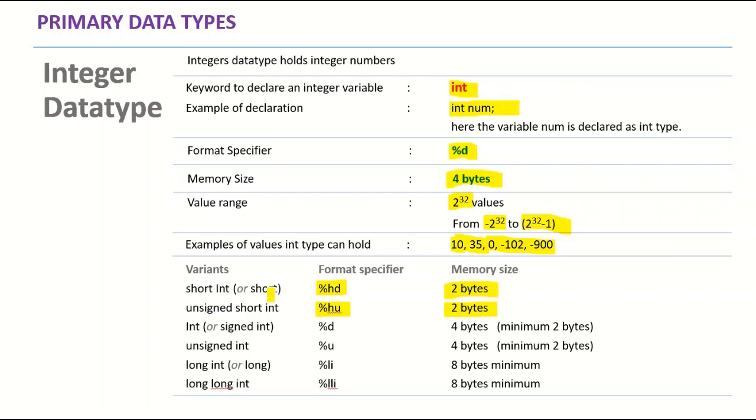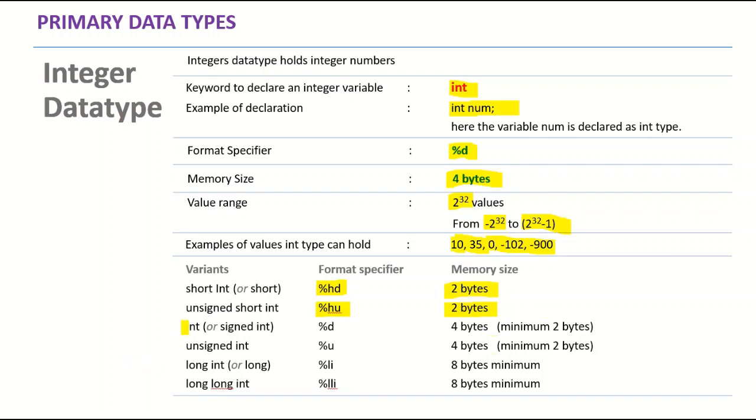Here there will not be any negative numbers, only positive numbers including 0 can be used. That is, the range is from 0 to 2 raised to 16 minus 1. As it is taking 2 bytes, it is 2 raised to 16 minus 1. 0 to 2 raised to 16 minus 1.